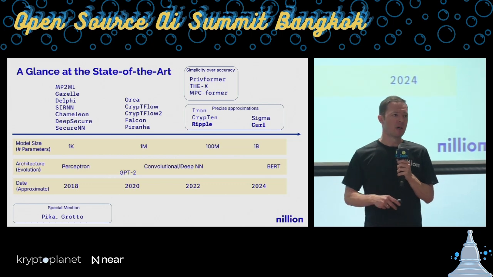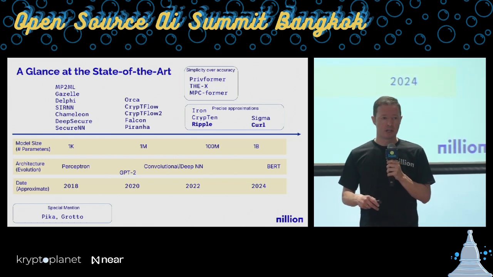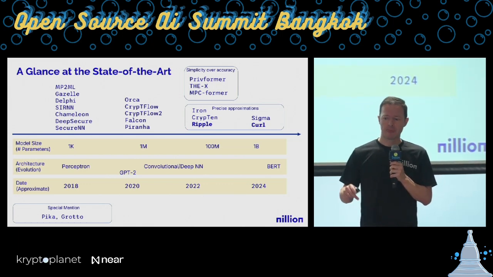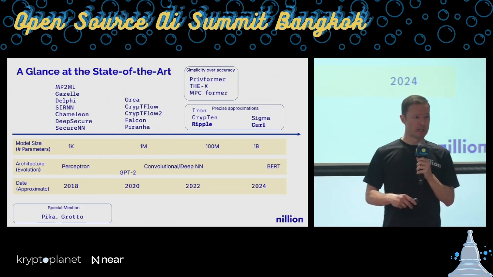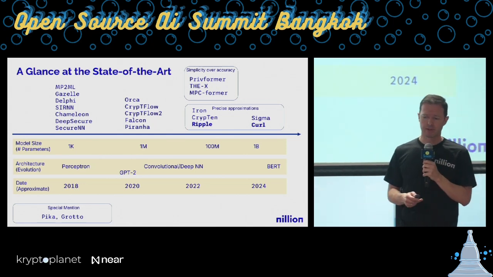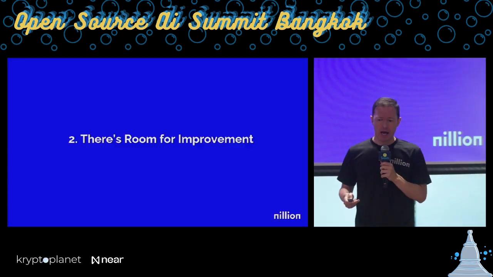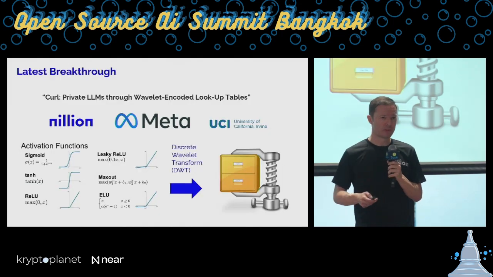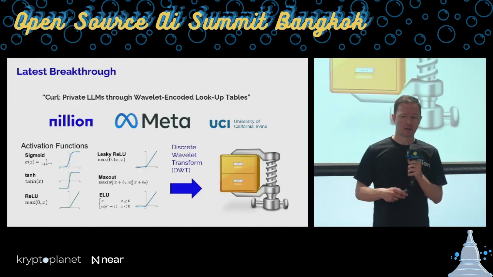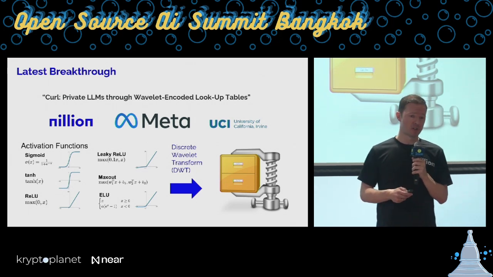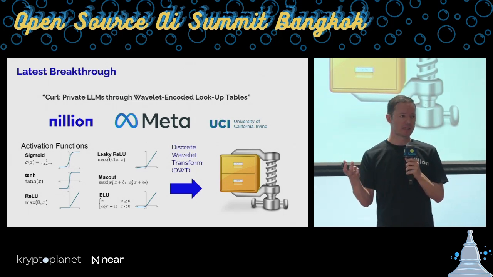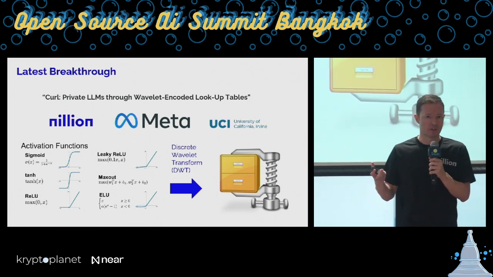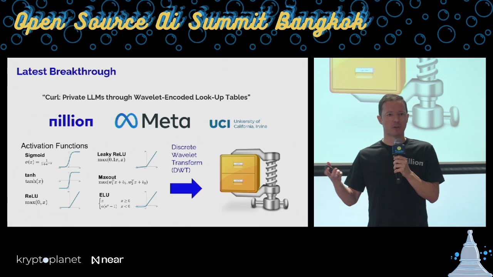You have the main frameworks that you can use primarily in MPC. Ripple and Curl are from Nillion, done in collaboration with other companies. And innovation continues. This hasn't stopped. This is one example. We did in collaboration with Meta and with the University of California. It's called Curl. It's about porting techniques from digital signal processing, so things you would find, for example, in the JPEG 2000 standard for image compression.